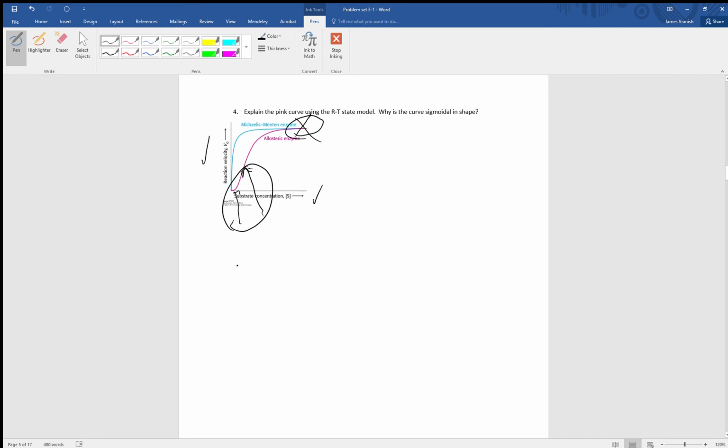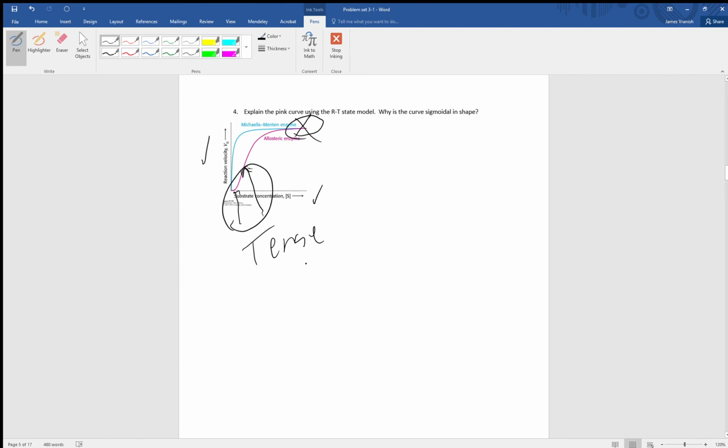Now, what's leading to this is that initially our protein is starting out in a poorly performing state. We call that the tense state. Our protein is really tense. It doesn't perform well. Right? And so because it's not performing well, even though we're adding in more substrate, that substrate isn't able to bind well to the enzyme. And if it can't bind well, then the enzyme can't act on it.